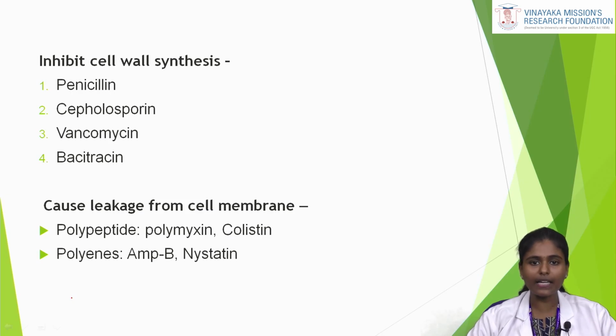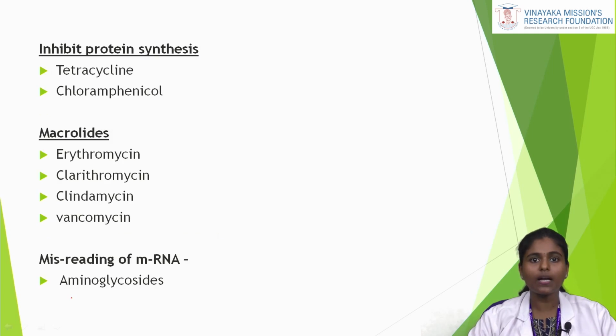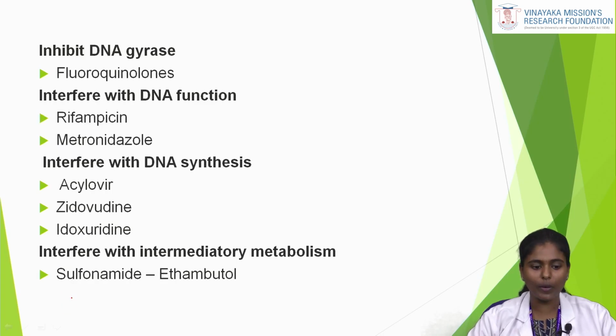The other, causing leakage from cell membranes, like polypeptides such as polymyxin, colistin and polyenes, including nystatin and amphotericin B. Inhibiting protein synthesis includes tetracyclines and chloramphenicol, and the macrolides like erythromycin, clarithromycin, clindamycin and vancomycin. Misreading of mRNA includes the aminoglycosides. Inhibiting DNA gyrase includes the fluoroquinolones, and interfering with DNA function, for example rifampicin and metronidazole. Interfering with DNA synthesis, like acyclovir, zidovudine and idoxuridine, and interfering with intermediary metabolism, like sulfonamides, including ethambutol.